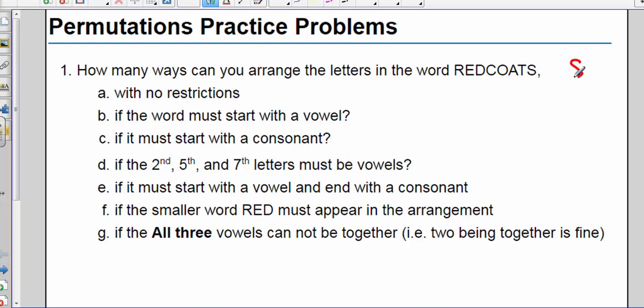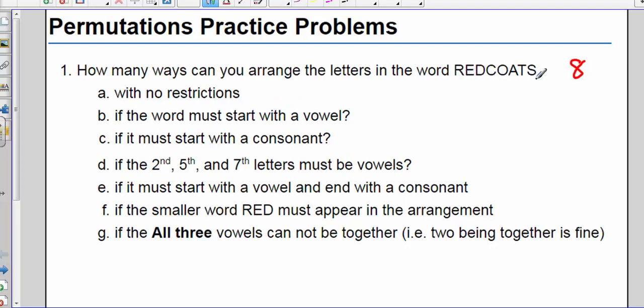There are 8 letters here. And essentially, I'm going to be rearranging them to create different sets of words. So in the first case, no restrictions at all.